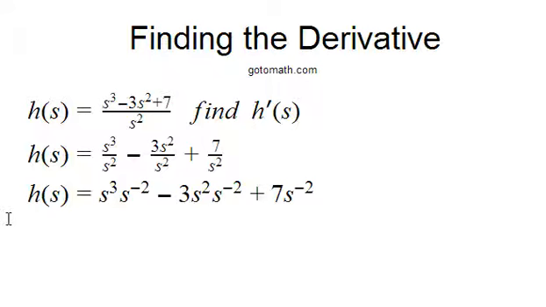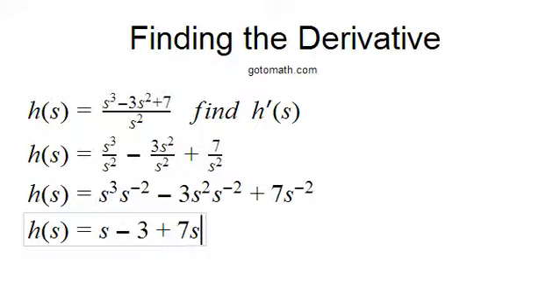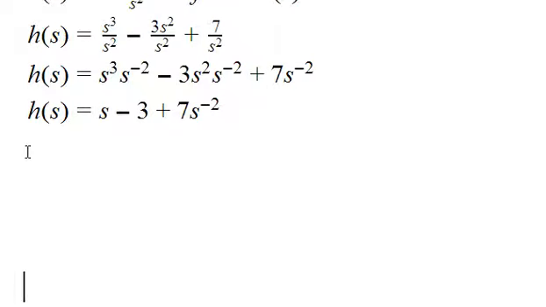Now I'm going to continue to simplify this down. We want to add our exponents, so 3 minus 2 is 1, so we're just left with an s, and then 2 minus 2 is 0, so we'd have s to the 0, and that just becomes 1. So we're left with negative 3, right? Negative 3 times 1 is just negative 3, and then plus 7s raised to the negative 2. So we had to do a lot of work just to prepare ourselves to take the derivative.